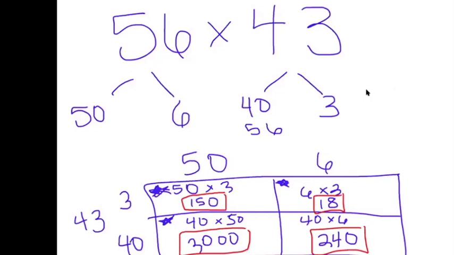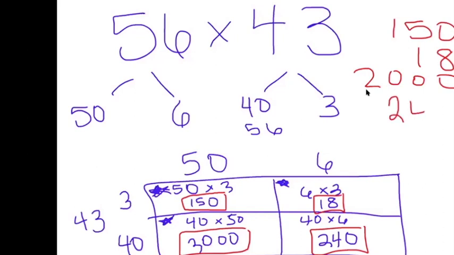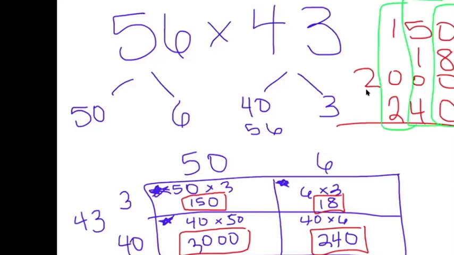Linnea, now. Your next step is going to be to add all of them up. Add them all up. Okay, so I have 150. I have 18. I have 2,000, right? I need to make sure I'm keeping my place values lined up. And I have 240, okay? Notice my place values are lined up. They're good to go, okay?